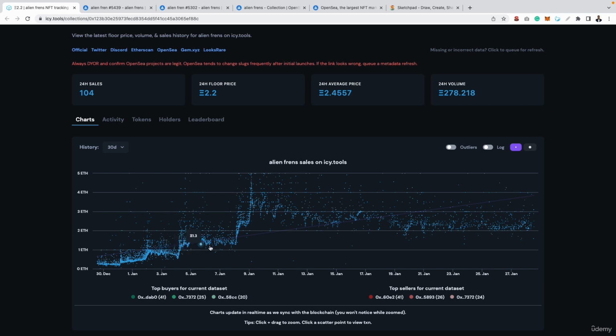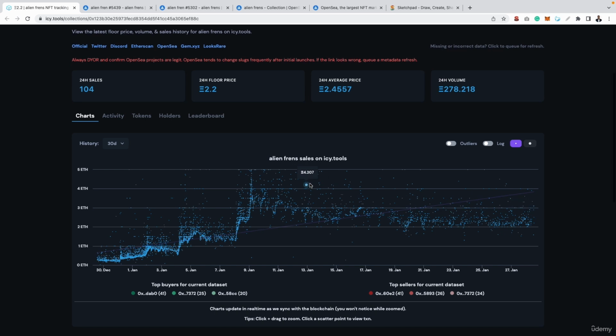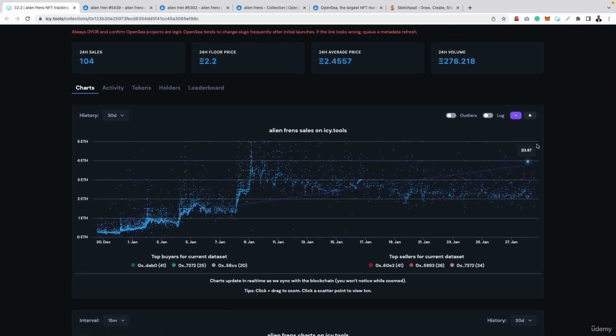Here we have a massive increase in price, a massive spike right here, which is probably leading up to the reveal. And then after the reveal, you can see the price has gone back down. Again, a very typical pattern of what we see for the majority of NFT projects. We can easily see this pattern because we are using IC Tools and it's plotting the sales onto a line chart.